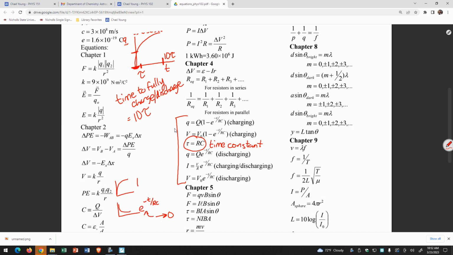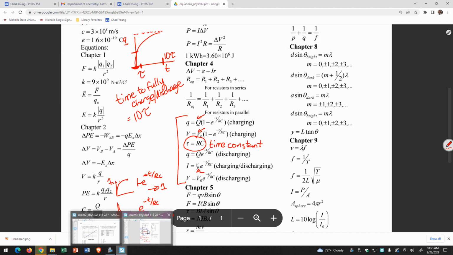On this one, though, this is 1 minus e to the minus t over RC. And as time gets bigger on this, it approaches a value equal to 1. So this function approaches a value equal to 1. Or if I see it in these equations, it approaches Q, or it approaches the maximum V, or it approaches the maximum current. It approaches whatever value is the coefficient to that exponential function. Let me show you what that looks like on the exams.